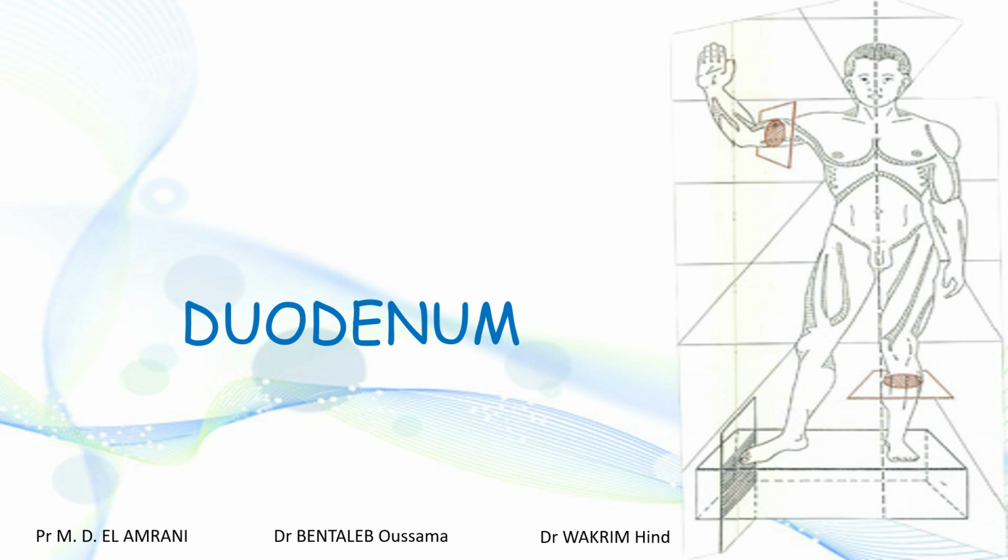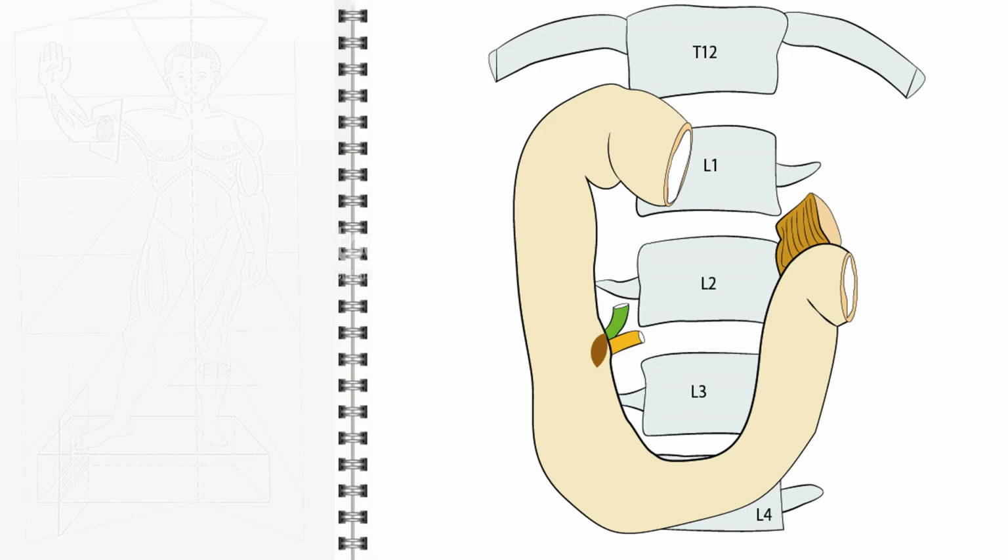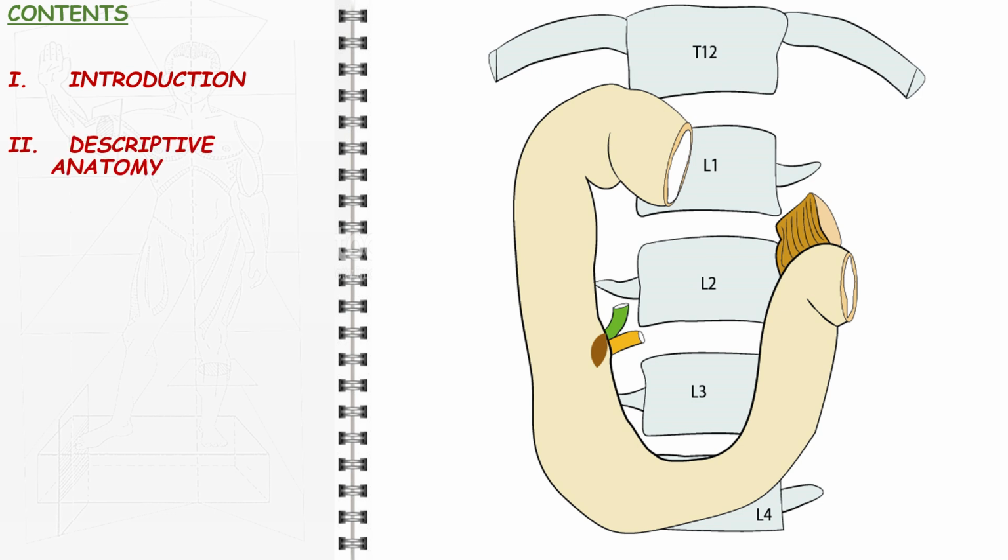In this course we will delve into the anatomy of the duodenum, the initial portion of the gastrointestinal tract. We will start with an introduction to the duodenum, presenting its limits inside the gastrointestinal tract as well as its particular features that distinguish it from the rest of the intestine. Following that, we will focus on the descriptive anatomy of the 4 different portions of the duodenum.